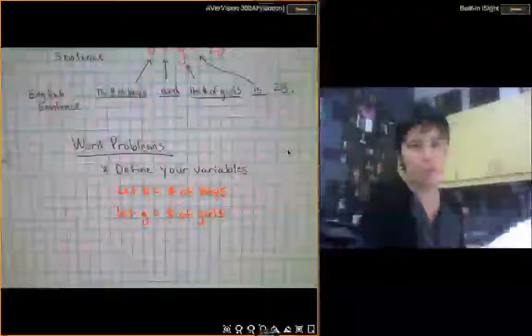So here are my defined variables. Let B equal the number of boys. Let G equal the number of girls. And I think that's a key thing. You might put a big star by that: when you're doing these problems, define your variables.